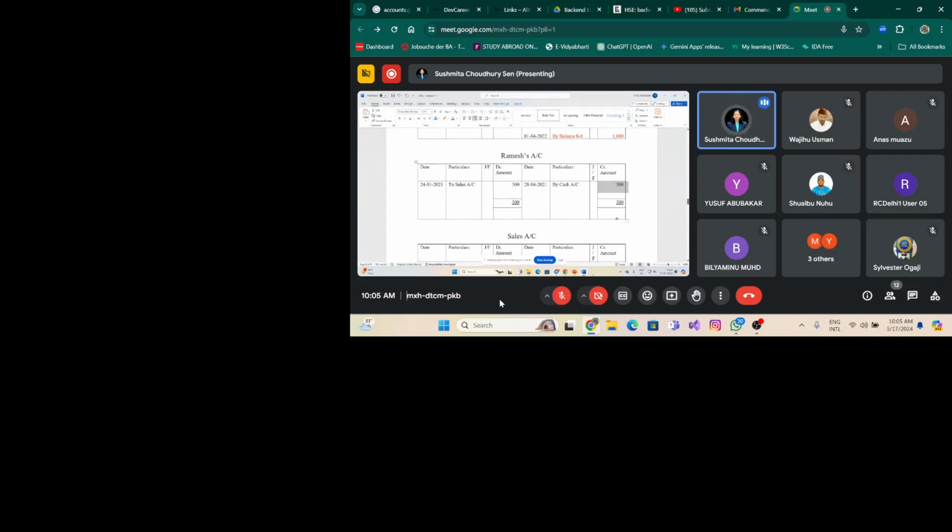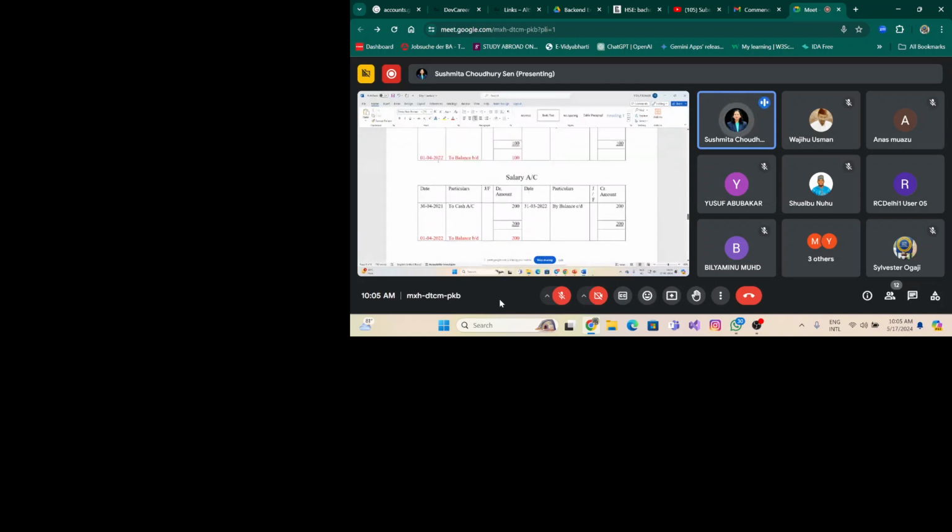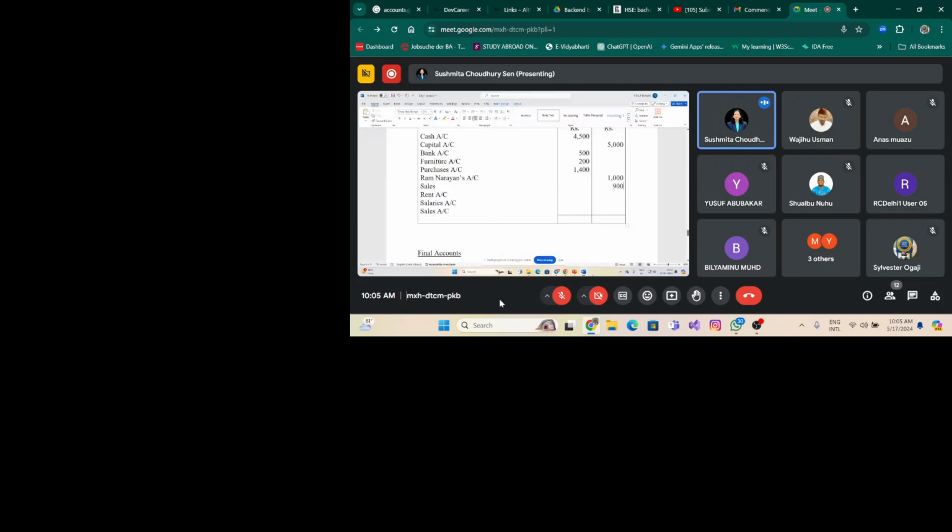But sales, we can see the credit balance of 900. So we'll mention sales here, 900. Is it 900? Sales, yeah. Sales is 900. Then we have rent, debit balance 100, salary 200. So rent is 100, salary is 200, and nothing else, we have already mentioned.